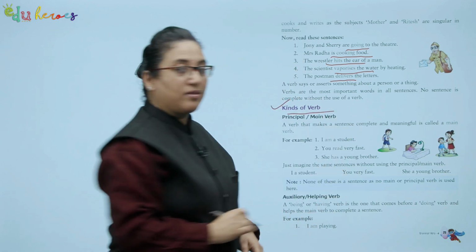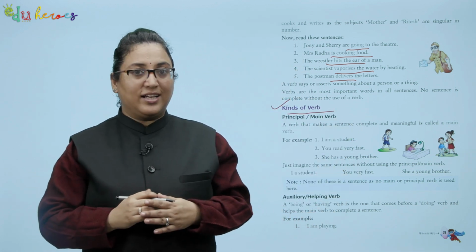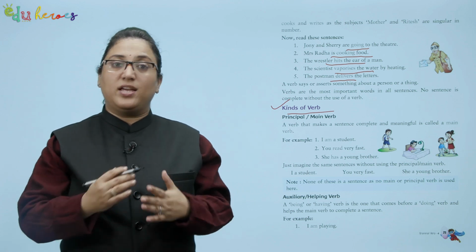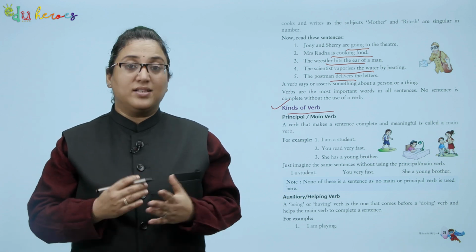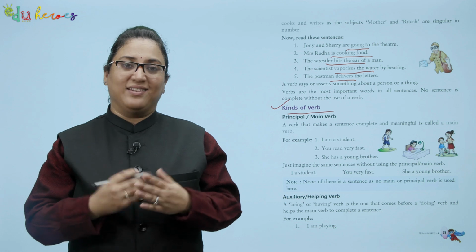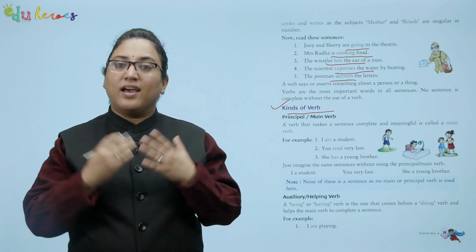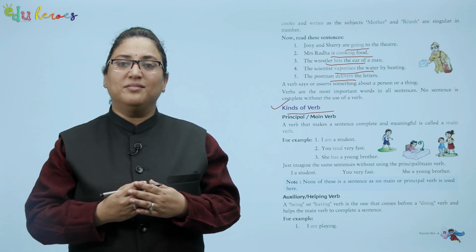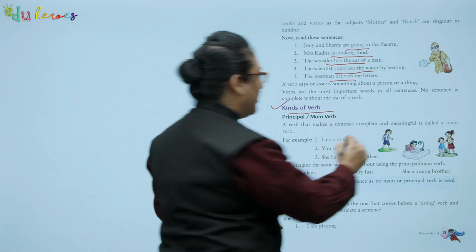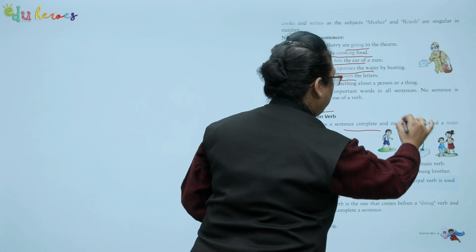Kinds. First kind, as the name suggests, is main verb or principal verb because it is very important and main. A verb that makes a sentence complete and meaningful is called a main verb. So the key words to remember: complete and meaningful.